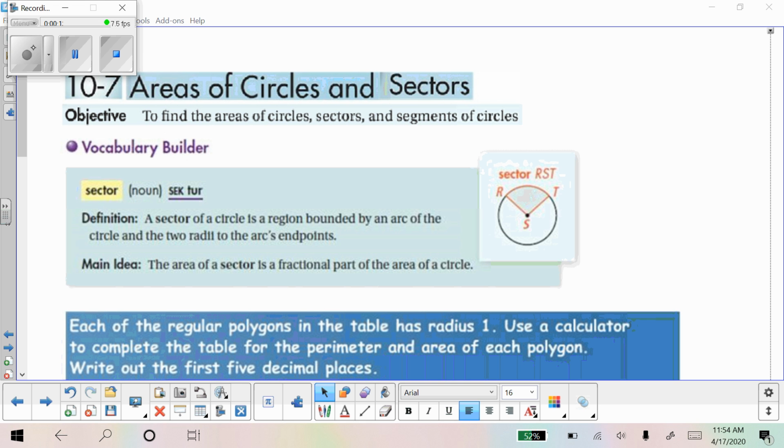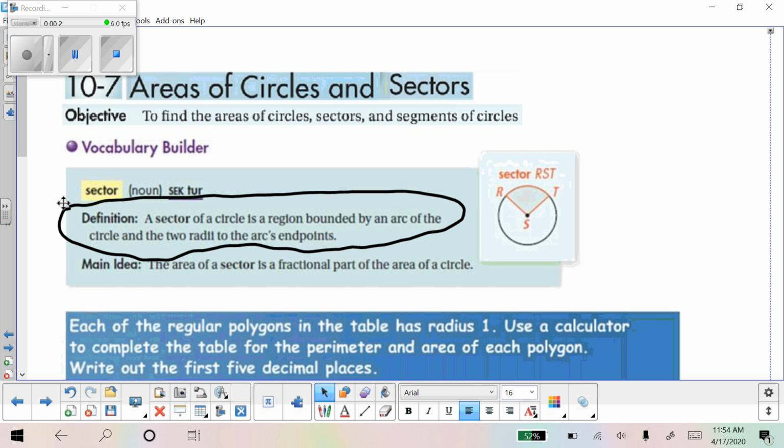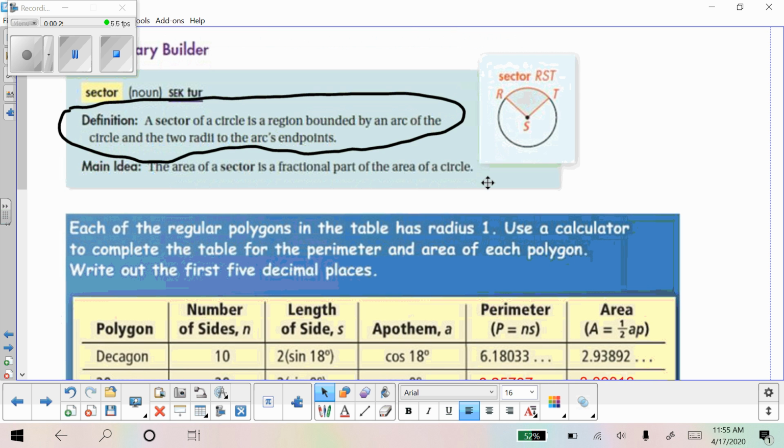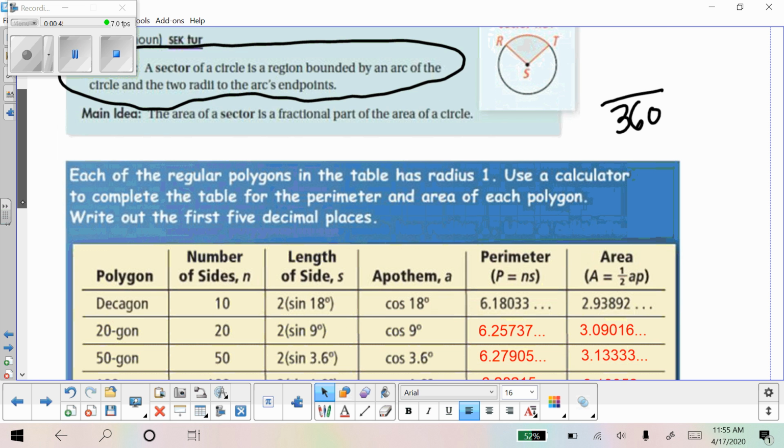Definition: a sector of a circle is a region bounded by an arc of the circle and two radii of the arc's endpoints. The area of a sector will just be a fractional part of the circle, and we can get that fractional part by using the idea that there are 360 degrees total arc around the circle, so whatever portion of that arc it is will help us get the portion of the area.